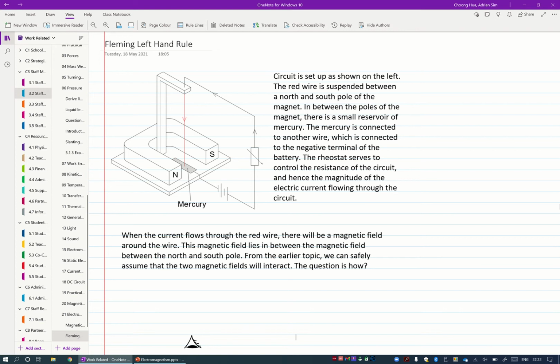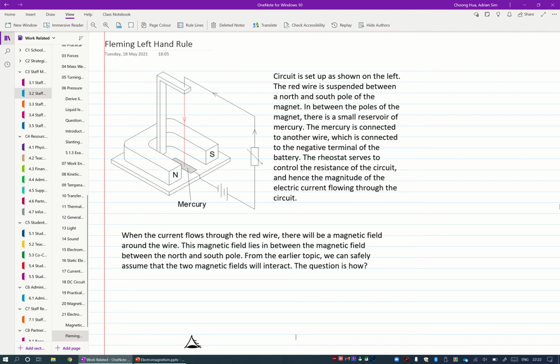Now we are going to push ahead with more analysis, and what I've shown you here on the screen is the current flowing through the red wire, put inside a magnetic field between two poles, a north and a south pole.